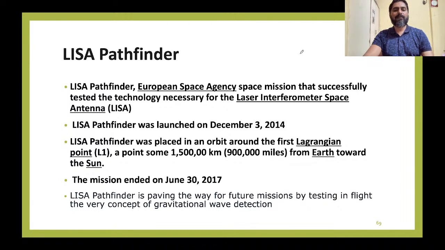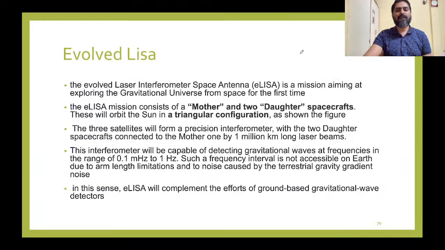LISA Pathfinder is a European space mission that successfully tested the technology necessary for the laser interferometer space antenna. LISA Pathfinder was launched in December 2014. It is placed at a Lagrange point, which is about 15 lakh kilometer from Earth towards the Sun. The mission ended in 2017. LISA Pathfinder is paving the way for future missions by testing in flight the very concept of gravitational wave detection.